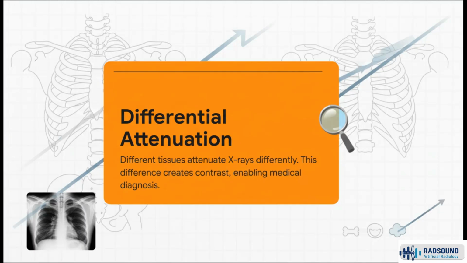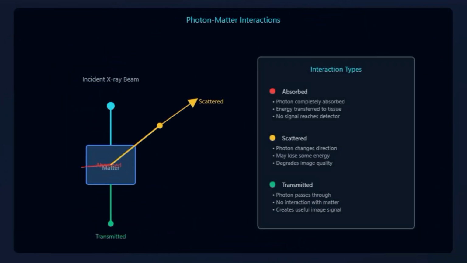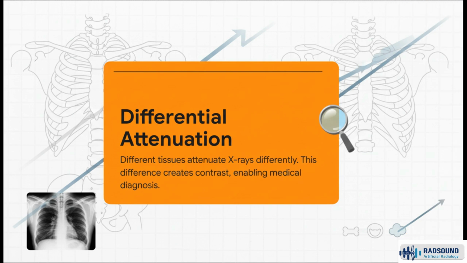And here it is. The answer is a term you absolutely have to know: differential attenuation. It sounds fancy, but the idea is actually super simple. As an X-ray beam flies through the body, some tissues, like bone, will stop a lot of it. Other things, like air, will barely stop it at all. That difference in stopping power, or attenuation, is what creates the image. Seriously, without this, an X-ray would just be a foggy gray mess. This one principle is why radiology even exists.